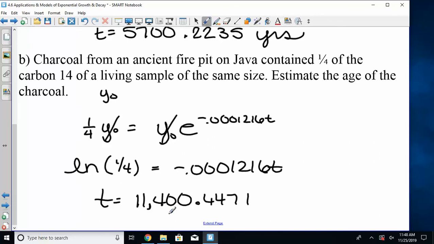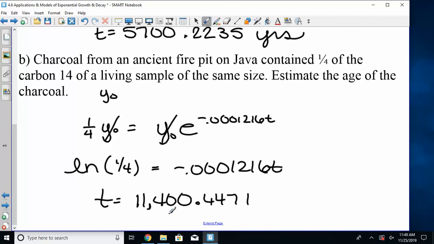1,400 charcoal. Any questions there? Let's do 6A. That's going to be my last one.